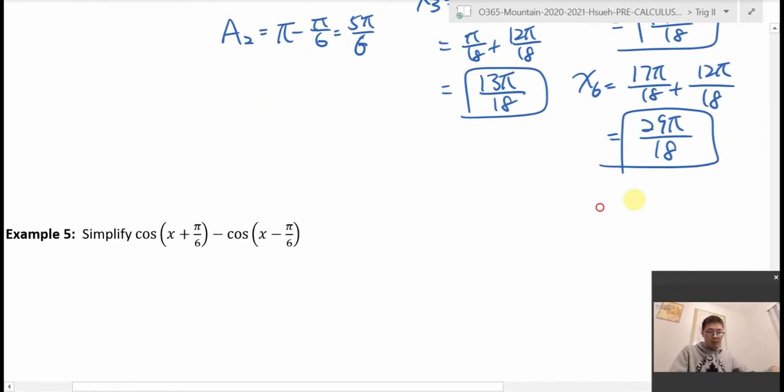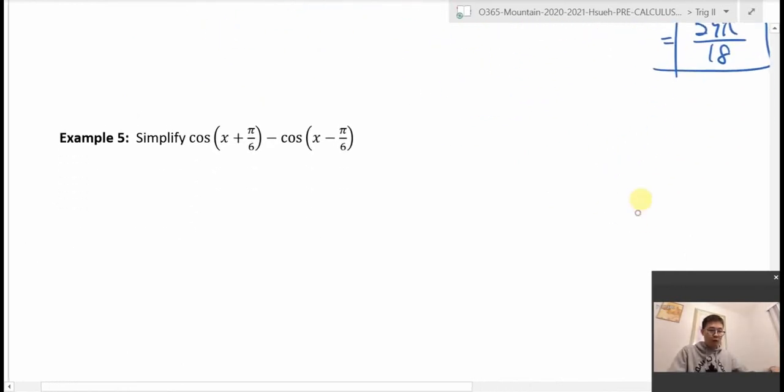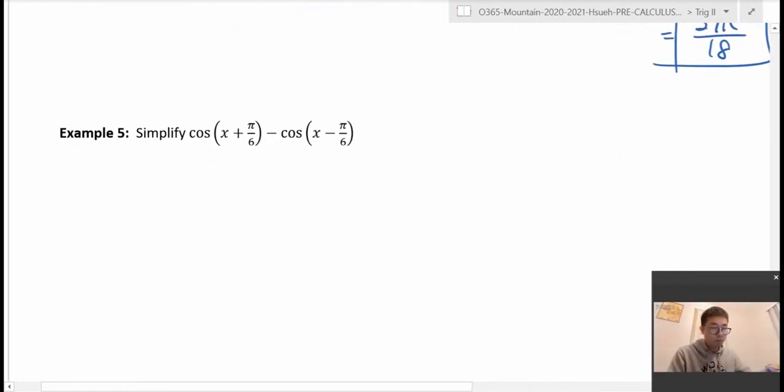Okay, there you go. Here's the last example. I'll let you try it. It shouldn't be too difficult. You're simply applying the sum and difference identities here for cosine. Give it a try. Good luck. I'll show you the answer in a bit.